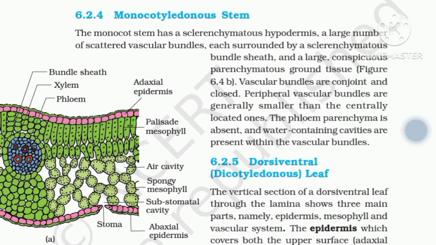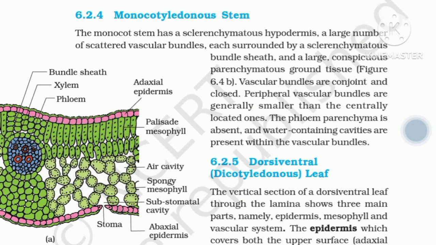Monocotyledonous stem. The monocot stem has a sclerenchymatous hypodermis, a large number of scattered vascular bundles, each surrounded by a sclerenchymatous bundle sheath, and a large conspicuous parenchymatous ground tissue. Figure 6.4b. Vascular bundles are conjoint and closed. Peripheral vascular bundles are generally smaller than the centrally located ones. The phloem parenchyma is absent and water-containing cavities are present within the vascular bundle.